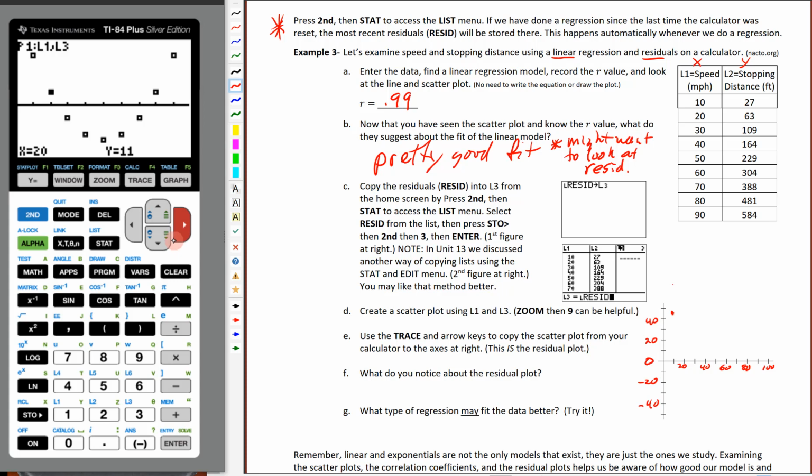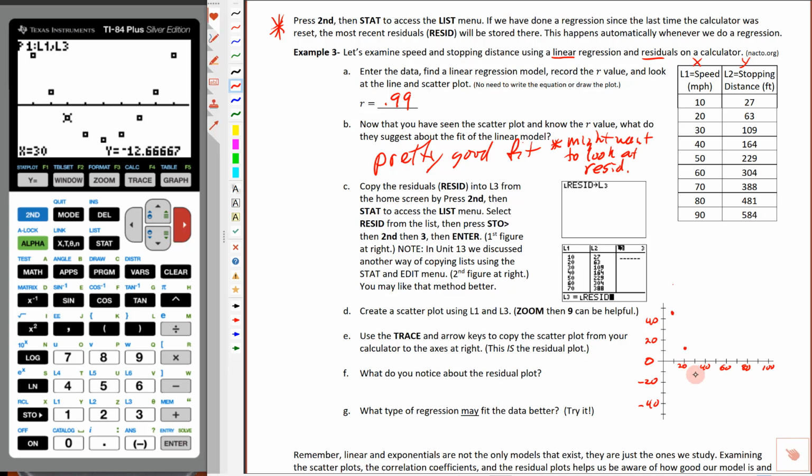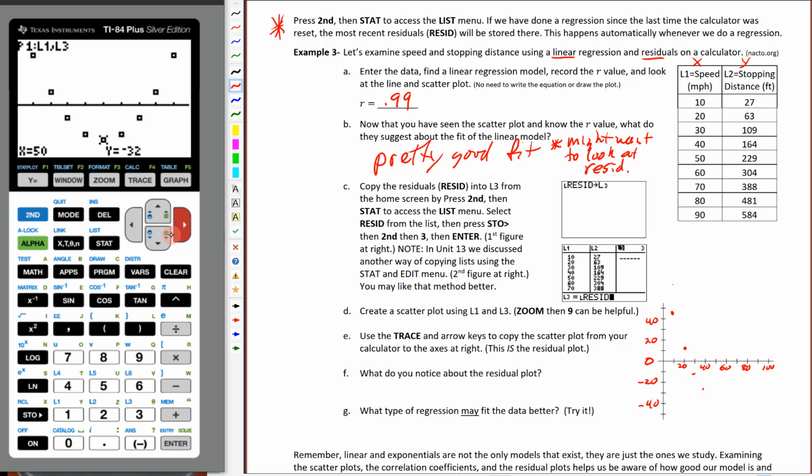Hit the next one, 20 and 11. 20 and 11 would be about right there. Next one is 30 and negative 12-ish, so around there. Next one is 40 and negative 27. 40 and negative 27, so about right there. Maybe a little lower than that one. Okay. Let's see, the next one is 50 and negative 32. So 50 and negative 32, somewhere around right there.